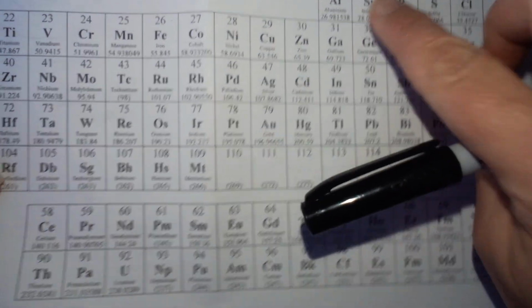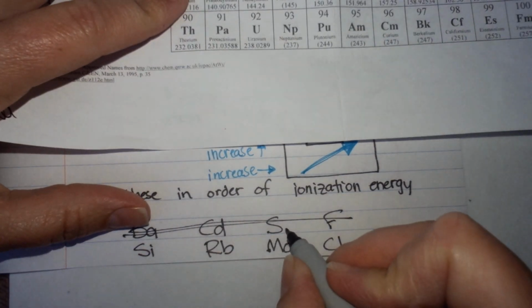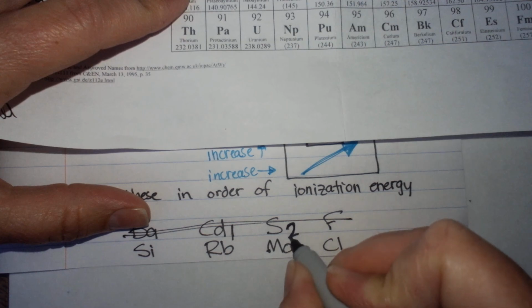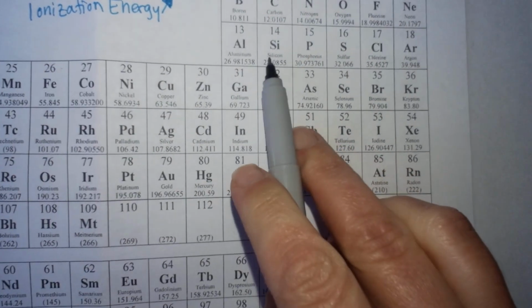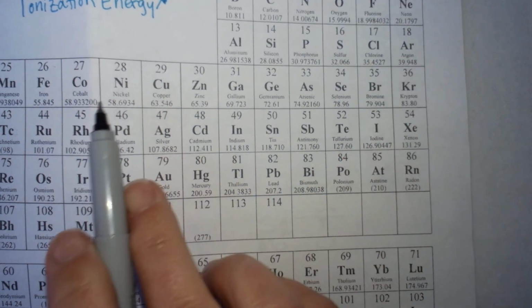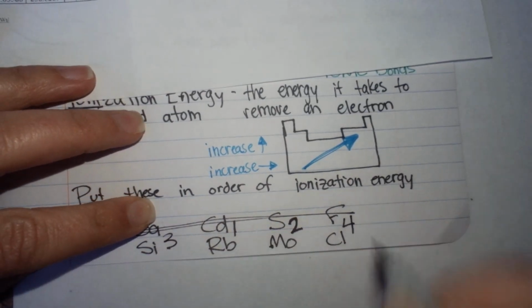So answering this question, we would say rubidium is number 1, molybdenum is number 2. Then we look over here again at our periodic table. Silicon would be number 3 and chlorine is number 4 because we're following that trend.